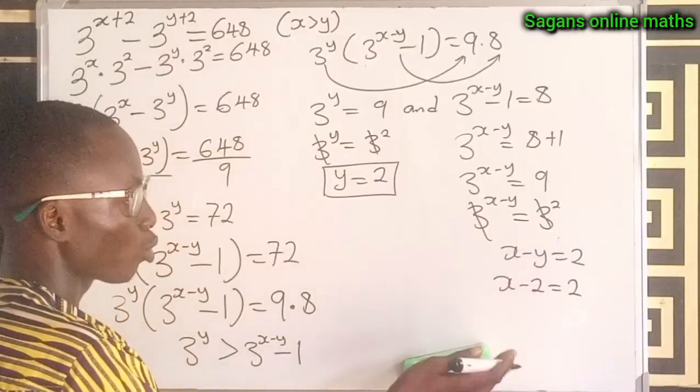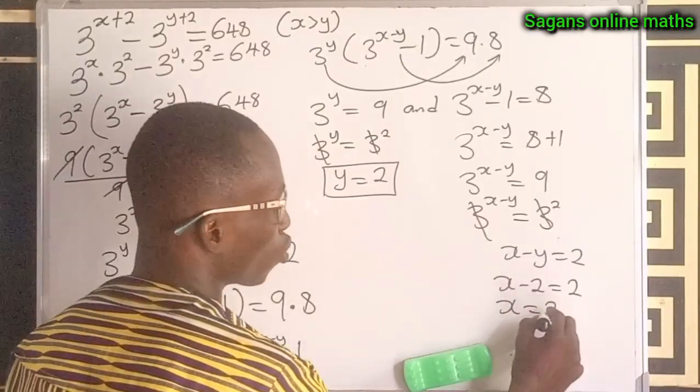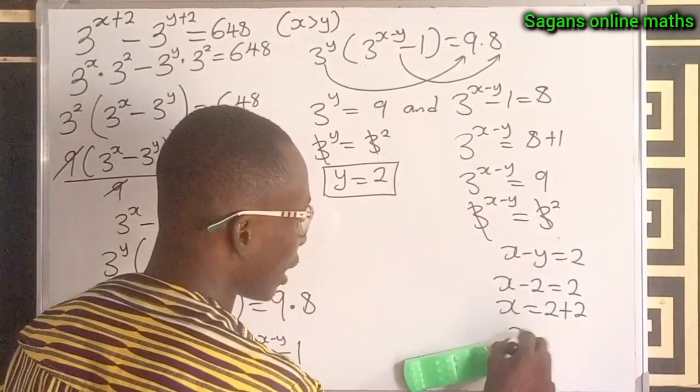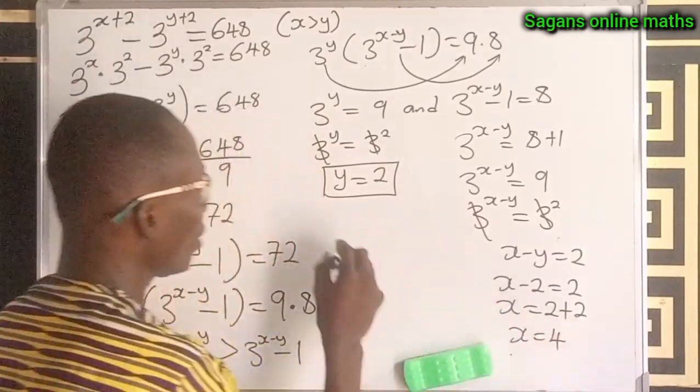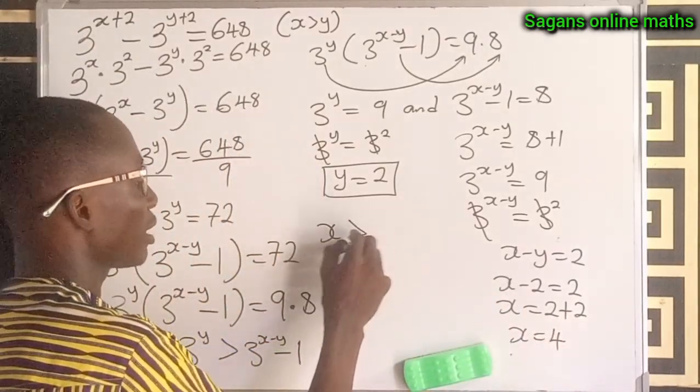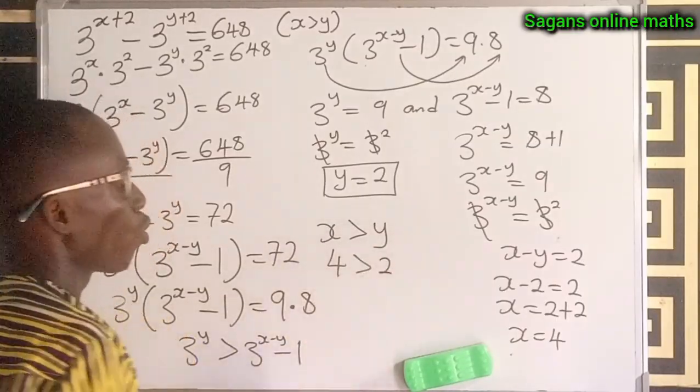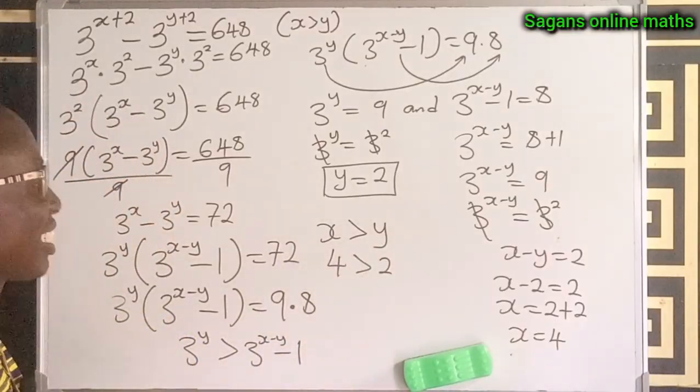If we add 2 to both sides, our x is equal to 2 plus 2, and 2 plus 2 is 4. So our x is equal to 4. It means that x is greater than y, because 4 is greater than 2. Wow, this is amazing. Now this is case 1.